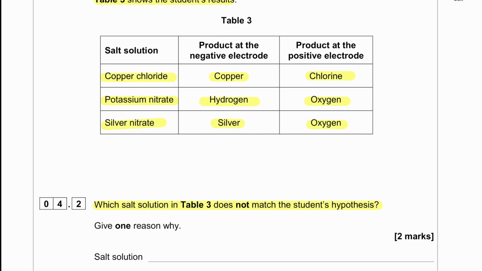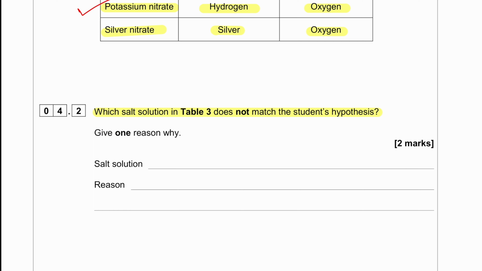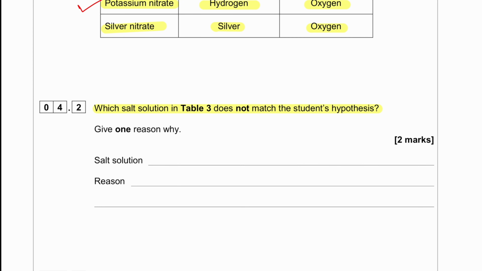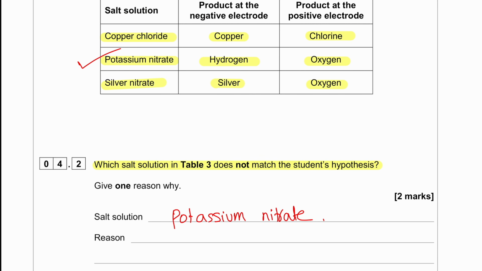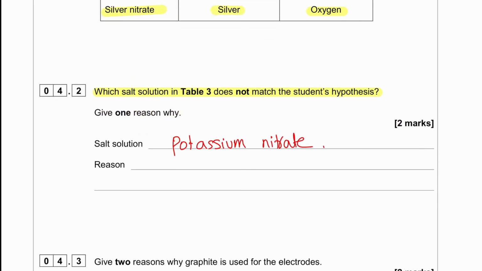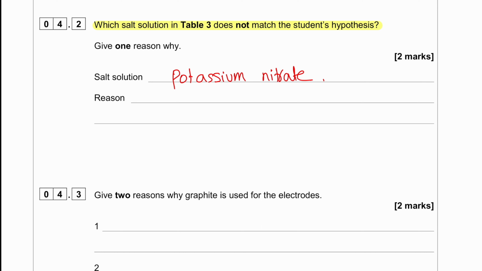So basically, we can say that potassium nitrate, this one doesn't match. So the salt solution is potassium nitrate. The reason is, hydrogen that is produced at the negative electrode is not a metal, or not a solid.